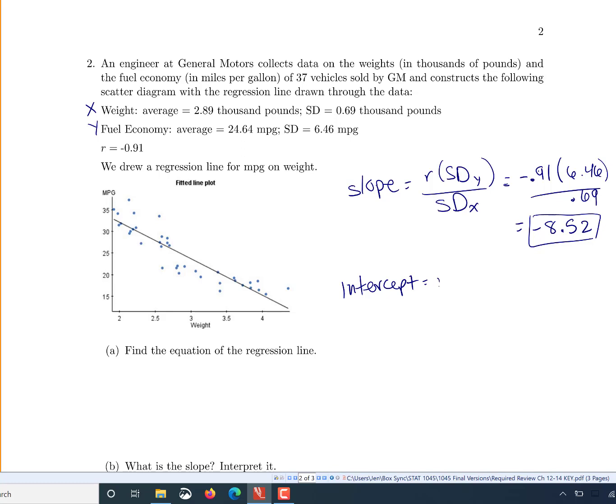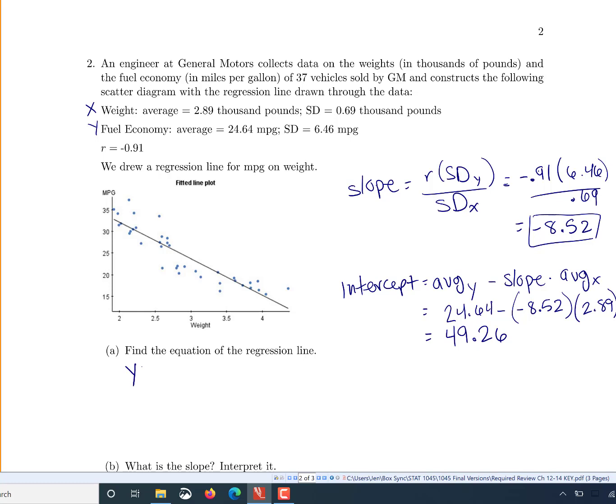Now let's find the intercept. The intercept should be equal to the average of y minus the slope times the average of x. So the average of y is 24.64 minus our slope of negative 8.52. Notice that is minus a negative, and times the average of x of 2.89. Putting that into my calculator, I should get something close to 49.26. Okay, so we found the slope, we found the intercept.